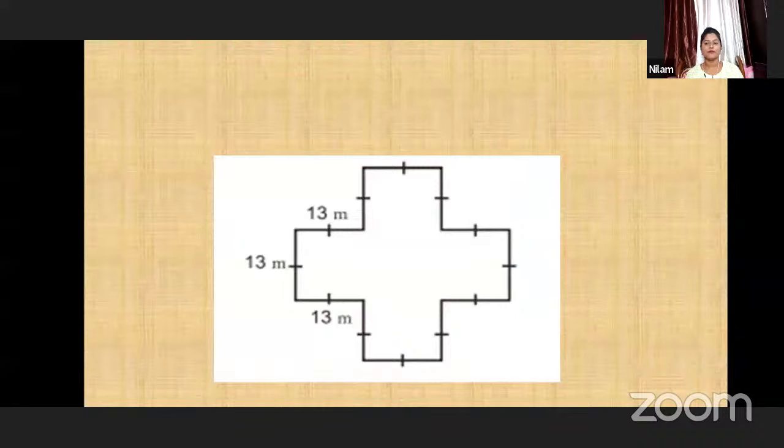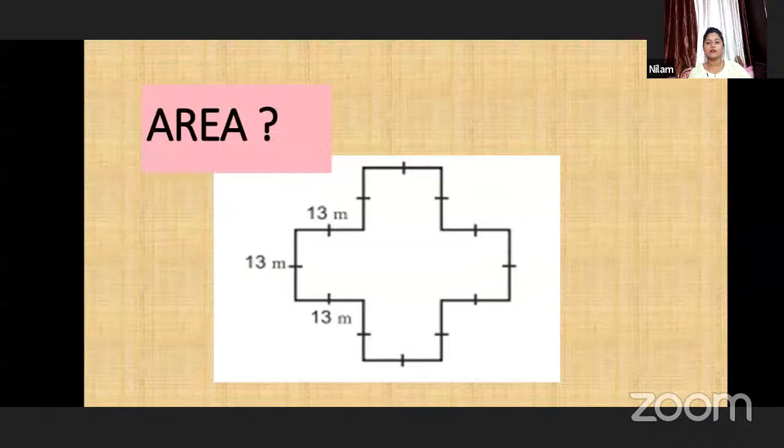See children, this is the figure. Each side is 13. It is given in the question. And we have to find out the area of this figure. If we add this line, we will get squares. So now, how many squares are there? Count the squares. How many squares are there in this figure?